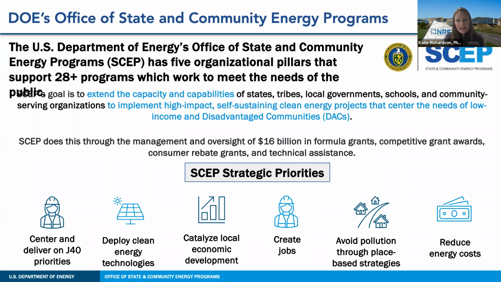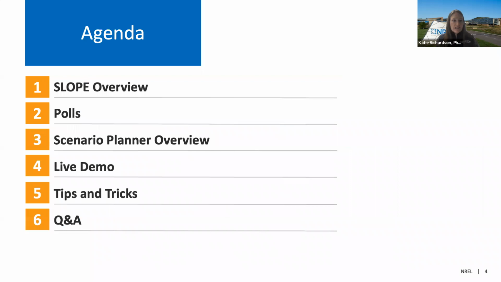So with that, I'd like to share a little bit of an overview of what we hope to cover today. For those of you who may not be familiar with SLOPE, I'd like to provide a brief overview of how it came to be and the kind of data that you can find there. I'd like to get a little flavor of the audience that we have with us today. SLOPE is an applicable platform across a number of different personas and stakeholders. And so I'd love to understand a little bit about who's joining us.